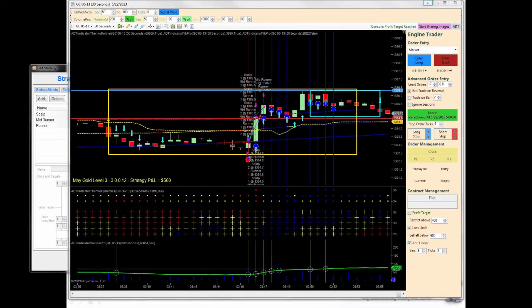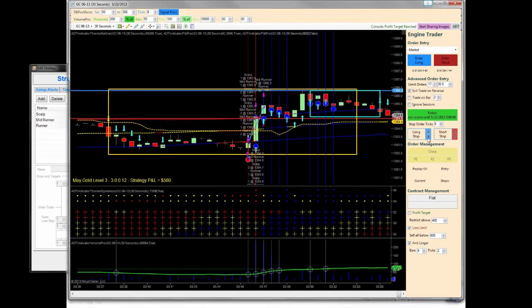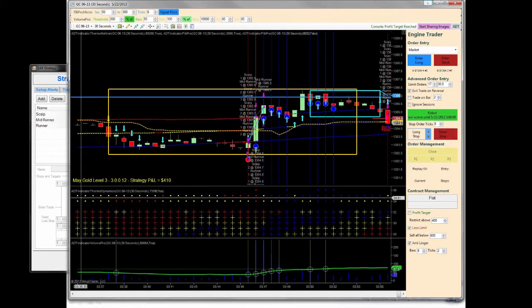It's drifting down toward the short. And so what I'm going to do is pull the long down with it. Bring that down 4 ticks.